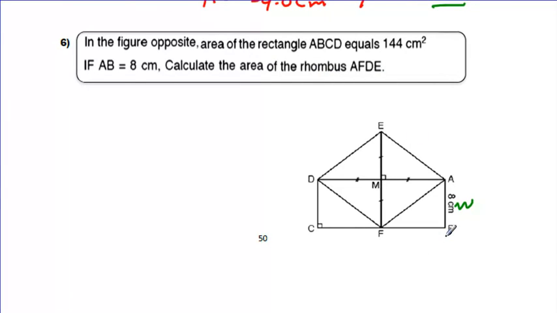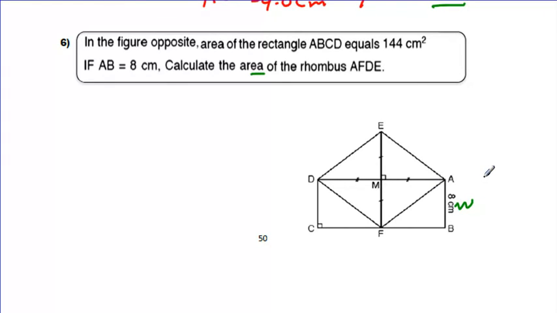The area of the rhombus by what? He gave me the two diagonals. The two diagonals are AD and EF. So I want the lengths of the two diagonals to get the area of the rhombus. Start with what? Start with the rectangle.